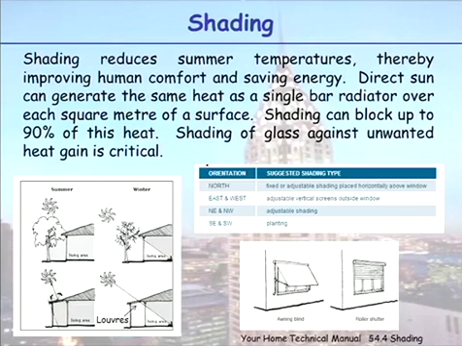Sunlight. Okay, so shading reduces summer's temperatures, thereby improving human comfort and, of course, saving energy. Direct sun can generate the same heat as a single bar radiator over each square metre of a surface. So providing shading to a window to keep the sun out can have a significant effect on how cool or hot your building is.